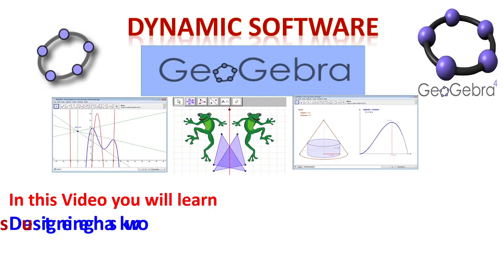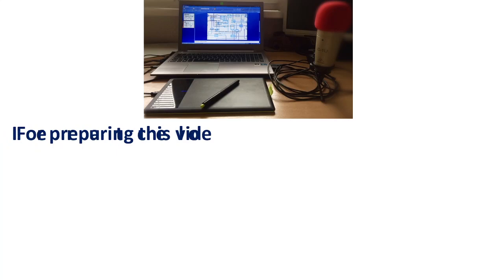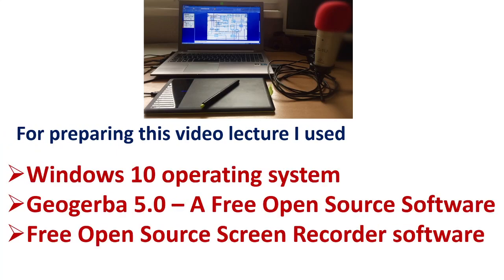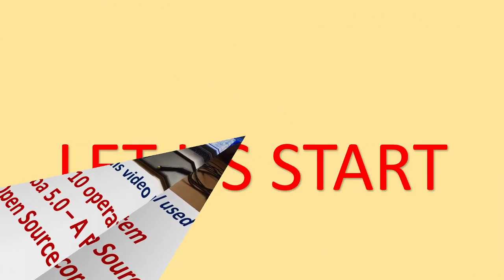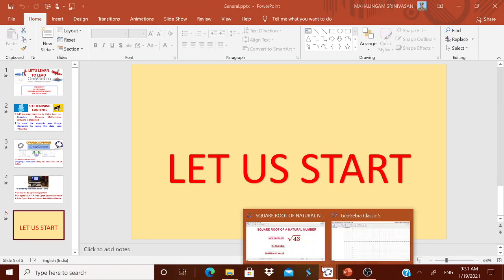In this video, you will learn designing a worksheet using the checkbox and OK button. The checkbox will control the objects and the OK button will control more than one checkbox. For preparing this video lecture, I used Windows 10 operating system, a licensed version, GeoGebra 5.0, a free open source software, and free open source screen recorder software. Let us start. Let me show you what type of worksheet we will be trying to present.